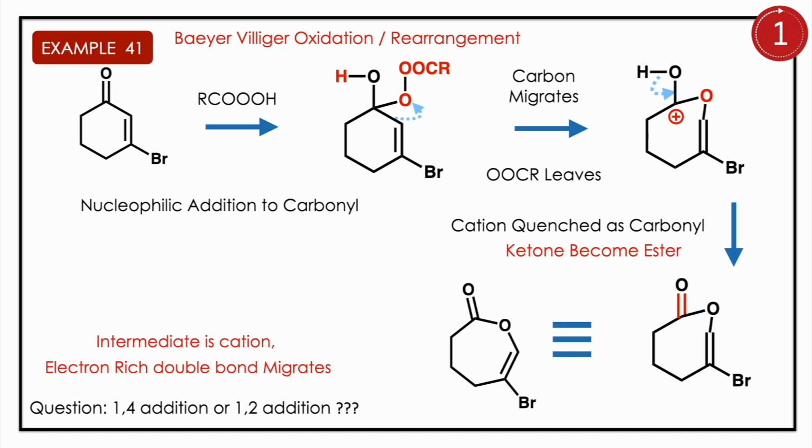So one group has to migrate. Which will migrate? As we discussed, the electron rich group migrates. Here the alkene side will migrate. You have a new CO bond. Migration leads to the cation, so the cation has to be quenched. It is quenched as a carbonyl. So if you redraw nicely, you have a new 7-member ring with bromine, alkene and ester. The concept you have to learn here is that peracid always undergoes 1,2 addition and forms the Baeyer Villiger oxidation product.